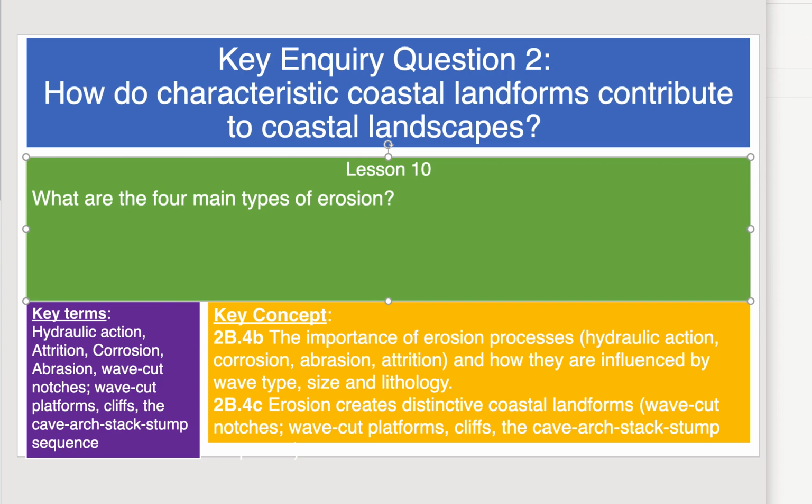Our Coastal Landscapes unit. It's a very short lesson, and it's about the 4 main types of erosion. Now remember, you will have seen this before in GCSE geography, and I know from the people that have been in class that they remembered a lot of these, but just to make sure that you are fully aware of these 4 types of erosion, I'm going to do a short video on that.